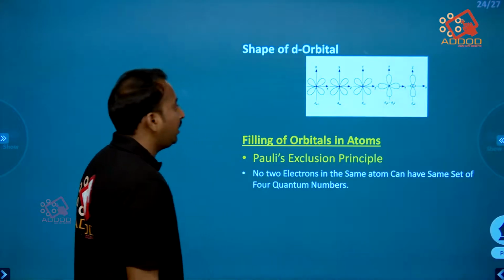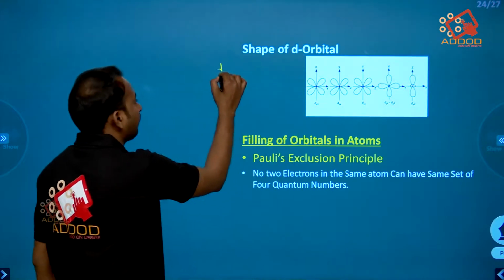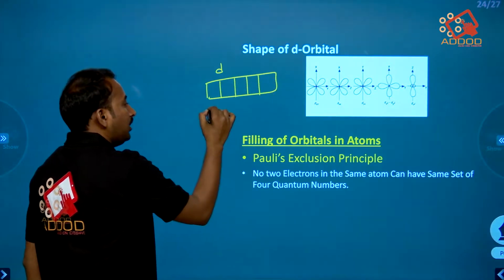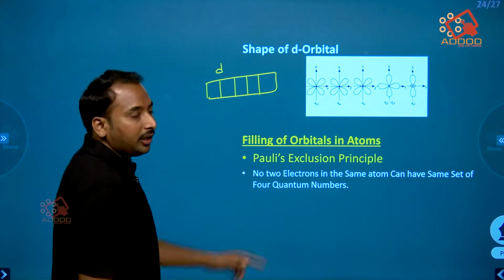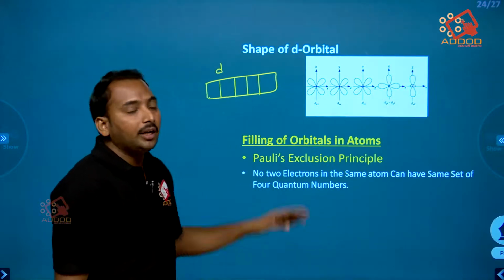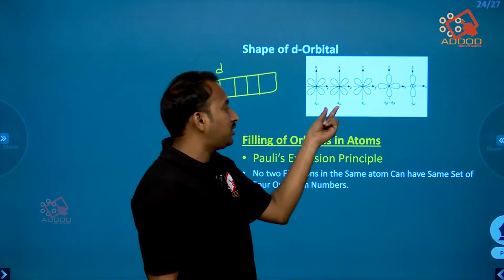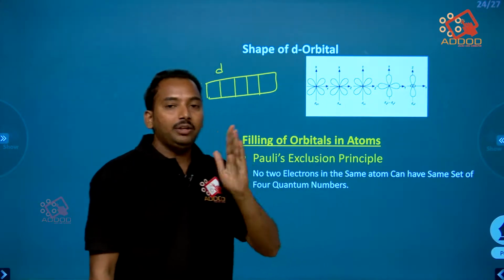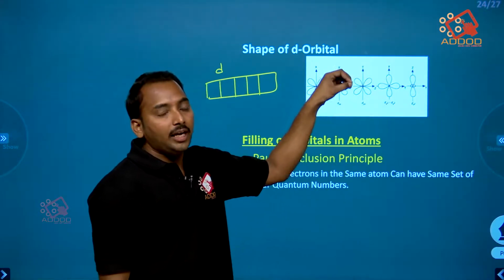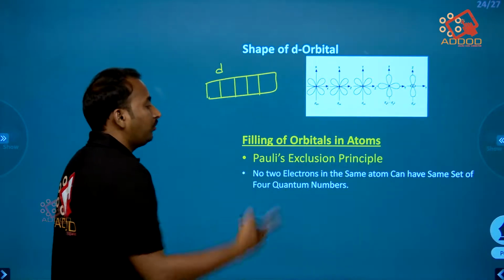And the next, the d orbital. The shape of the d orbital is double dumbbell. D has 5 degenerate orbitals: dxy, dyz, dzx, dx square minus y square, and dz square. These 5 are the degenerate orbitals. The dxy, dyz and dzx lie in between the axes, and dx square minus y square and dz square lie on the axes. This is the shape of the d orbital.